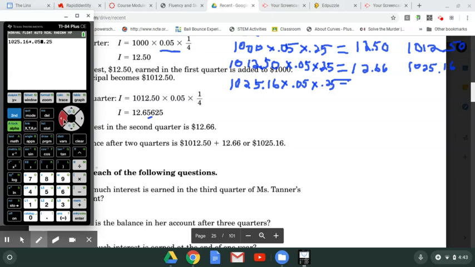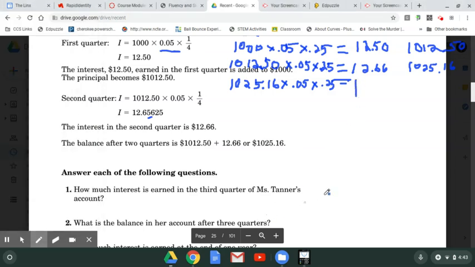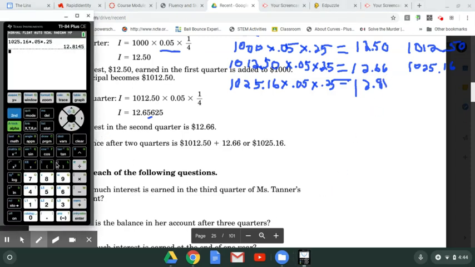Oh. When your cursor is over something, you can just replace it. You should have downloaded this calculator last year when I showed you how to do that. So now the interest for this quarter is 12.81. Now we add the 12.81 to this balance here.